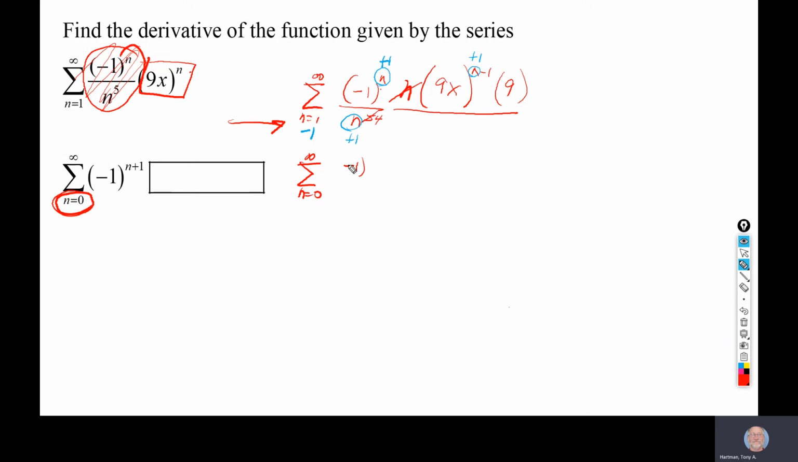This would be a negative 1 to the n plus 1. This would be an n plus 1 to the fourth. This would be a 9 times a 9x to the n minus 1 plus 1, which would just be an n. And that's probably the reason that they wanted the index starting at 0. And I'm pretty sure that if we were to type the rest of this, it would be counted as perfectly fine.